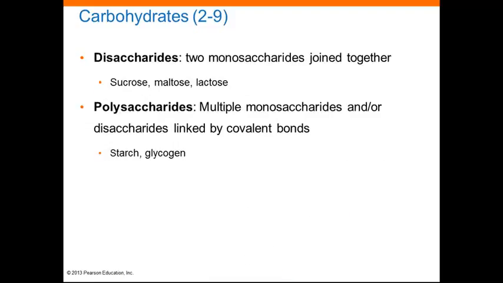Disaccharides then, the word part di means 2. So you have 2 monosaccharides joined together by a covalent bond. Those are called glycosidic bonds. You can form substances like sucrose, maltose, or lactose, the disaccharides. And when you have multiple monosaccharides and/or disaccharides linked together by covalent bonds, you can generate large molecules like starch or glycogen. Starch is typically what you'll find as a storage molecule for plants. Glycogen is how animals store their polysaccharides.